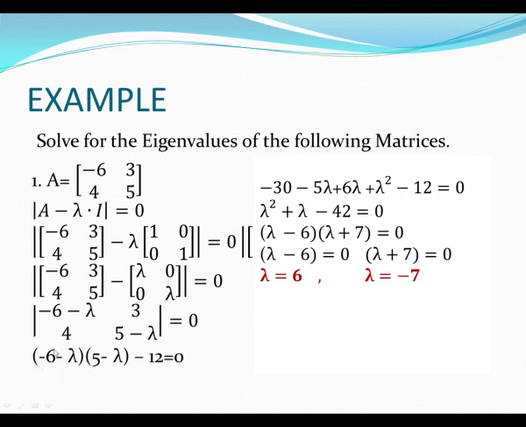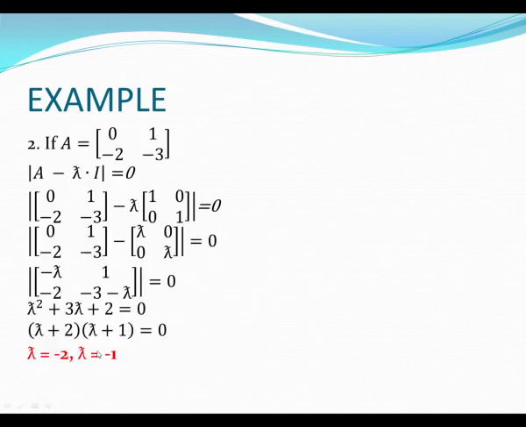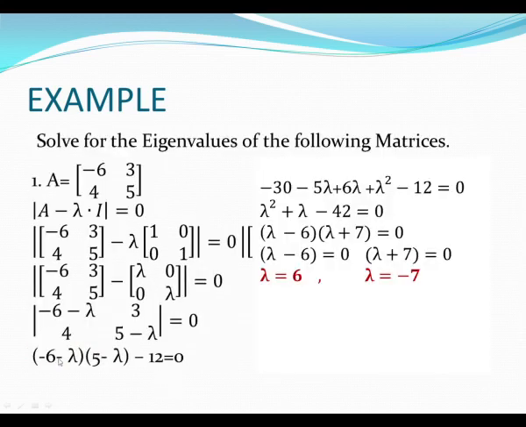Then we can multiply this product of two binomials by simply applying the FOIL method. FOIL means first, outer, inner, and last. So the first terms, negative 6 times 5, that will be negative 30. And then the outer, negative 6 times negative lambda is positive 6 lambda. Inner, negative lambda times 5 is negative 5 lambda. And then last, negative lambda times negative lambda is positive lambda square, and then minus 12.